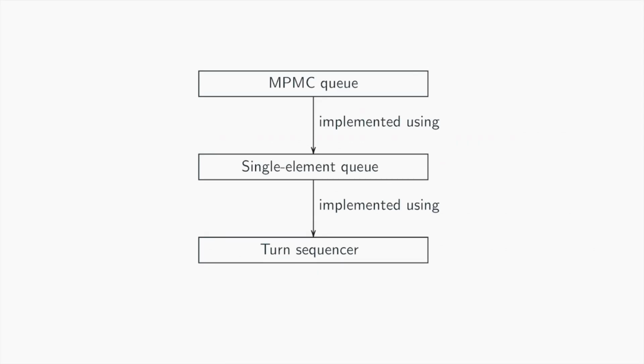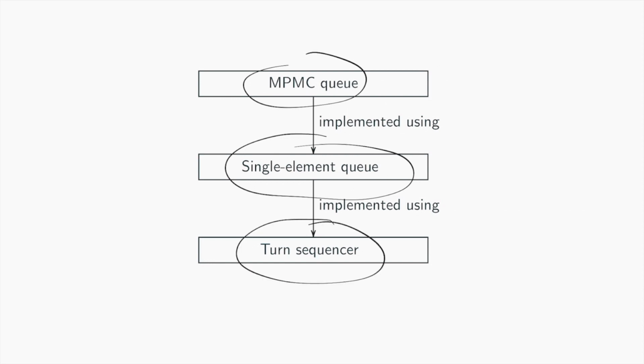As we've just seen, the MPMC queue is implemented using the single element queue. And as I mentioned before, the single element queue is implemented using the turn sequencer. So, of course, to verify the MPMC queue, we also had to verify these submodules. I won't explain them in great depth, but the turn sequencer is a form of concurrency primitive similar to, but not the same as, a lock.